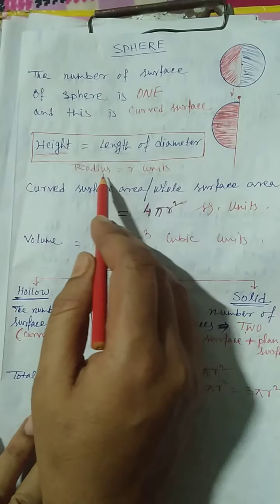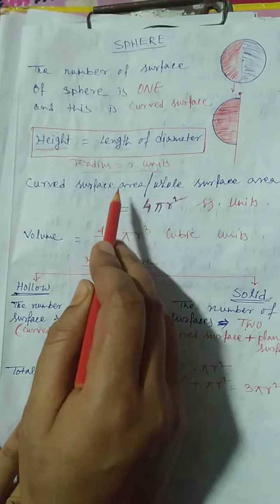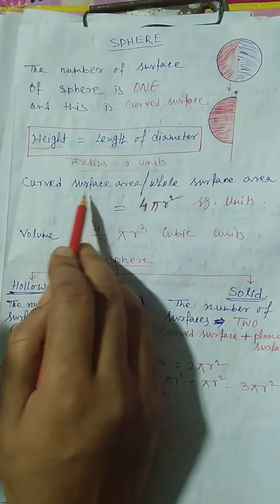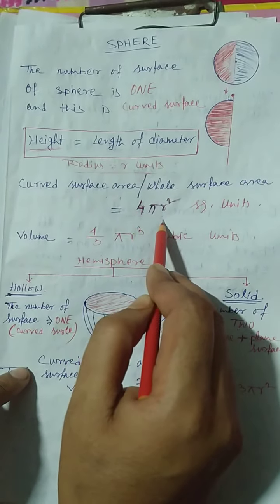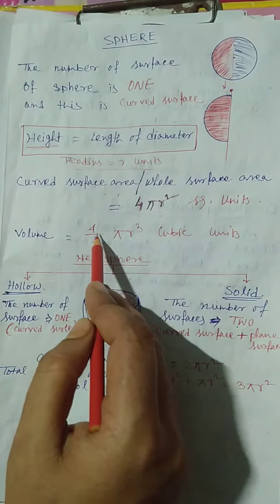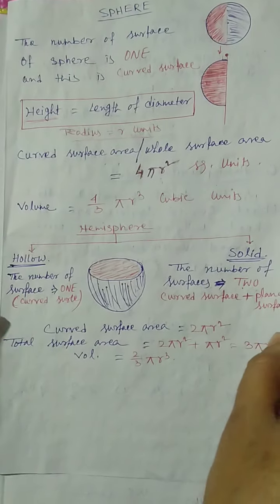This is height. If radius is r units, then the curved surface area for the sphere, this is only one surface, is called curved surface area or whole surface area. This equals 4 pi r square. And the volume of the sphere equals 4 by 3 pi r cube cubic units.